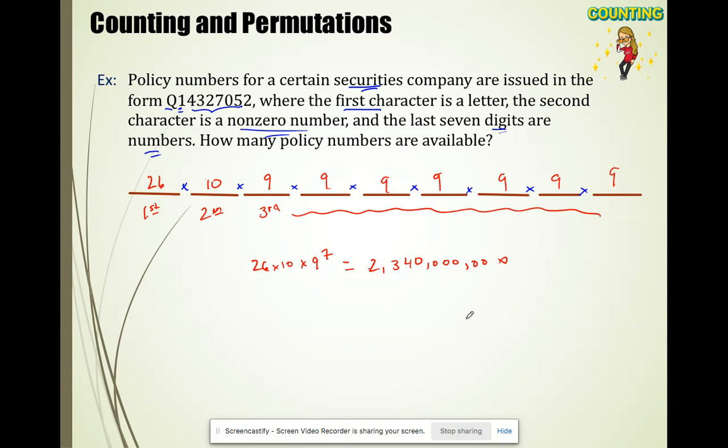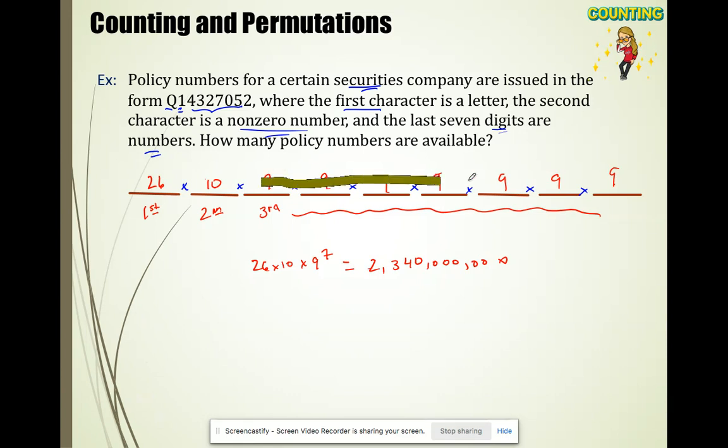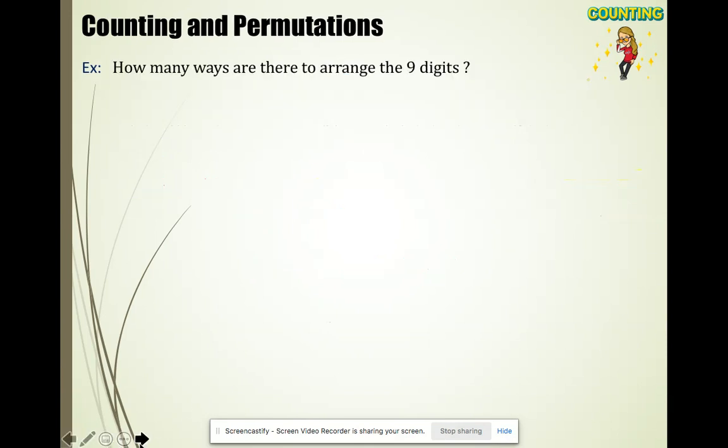Right? Good? Just counting. Now I want you to look at this last part. What if I just wanted 9 slots and I wanted to fill them with the digits 1 through 9? How many ways are there to arrange those?